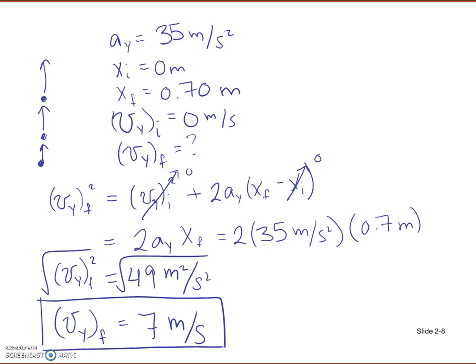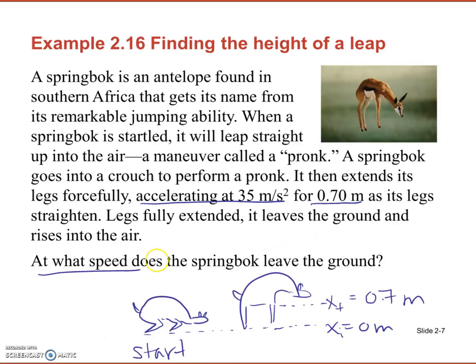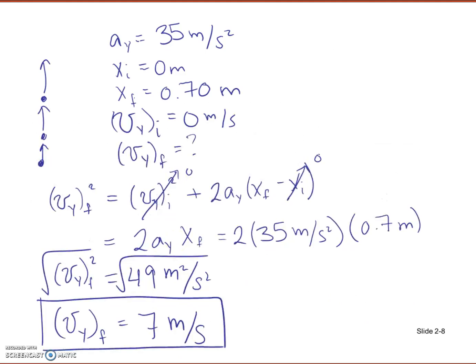Now, is that all I was asked for? At what speed does he leave the ground? Yep, that's all I was asked for. So I am done. Does that seem reasonable? Yeah, it's not super fast, but you know, he's only a deer and he's jumping, so I think that seems pretty reasonable.